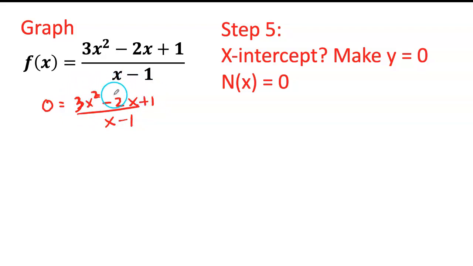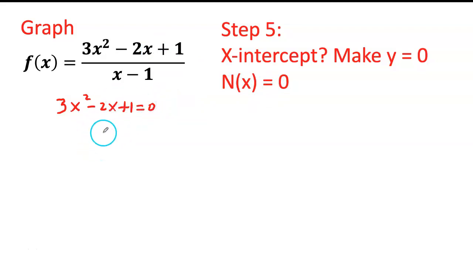Because if I have a 0 on the top divided by any number, let's say 3, my answer is going to be 0. So it doesn't matter what value you have on the bottom as long as it's not a 0. So when I'm doing my x-intercept, the only thing that I need to do is bring my numerator equal to 0. So I'll take 3x squared minus 2x plus 1, my numerator, equals 0. From there, I gotta find the values of x.